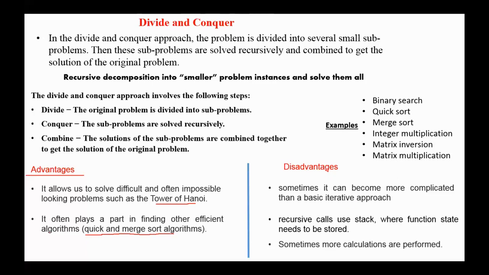However, divide and conquer strategy has disadvantages as well. Sometimes it can become more complicated than a basic iterative approach. Recursive call uses stack where function state needs to be stored. Remember, please, whenever we use recursion, we need extra space. Sometimes more calculations are performed. For example, if we use a recursion function to calculate the factorial number, then extra calculations are performed.